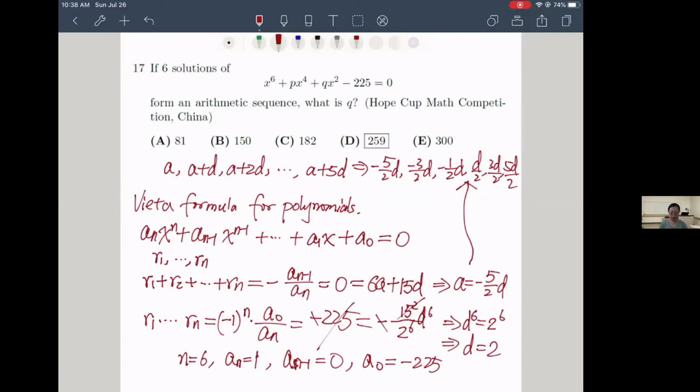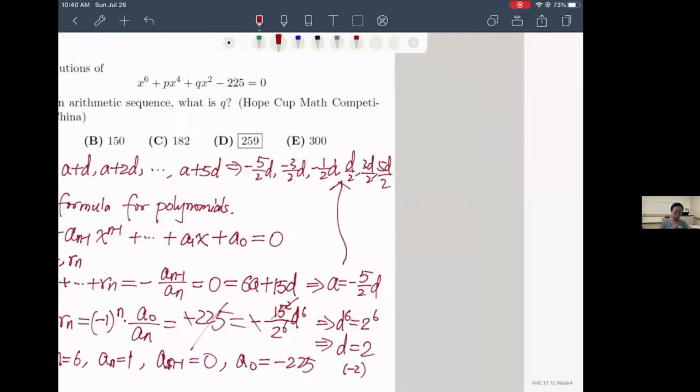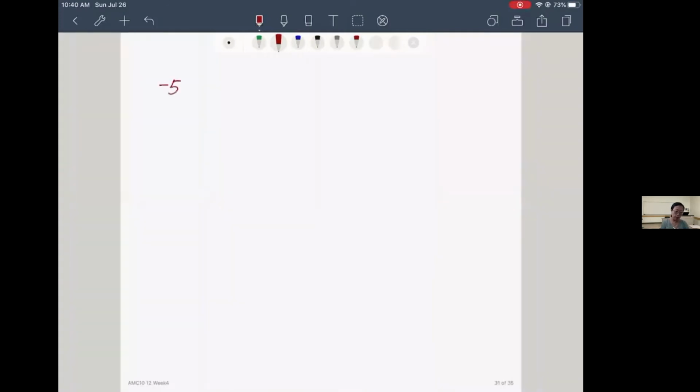Okay, now D is 2, which means that the roots are... in fact, it can also be negative 2, but you will see that they give you the same solution. Now we have D equals 2. So what are the 6 solutions? If we plug in, we have negative 5, negative 3, negative 1, and then we have 1, 3, 5.